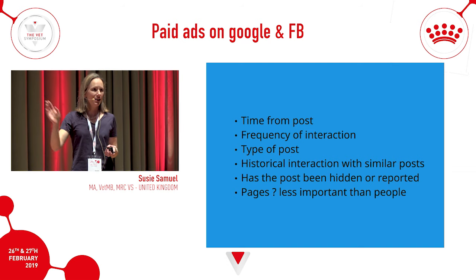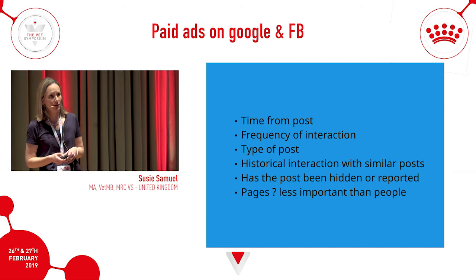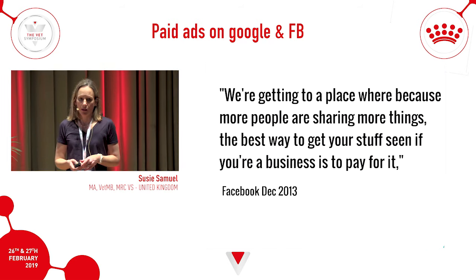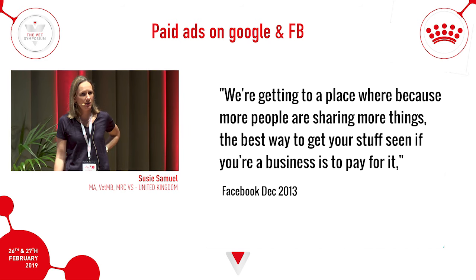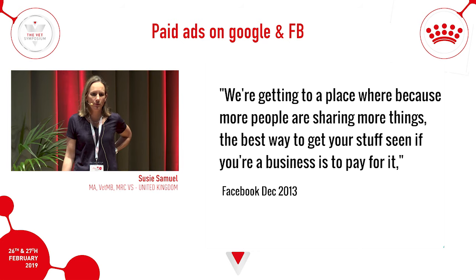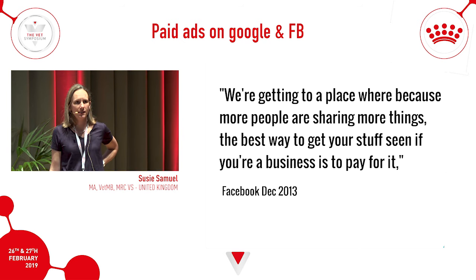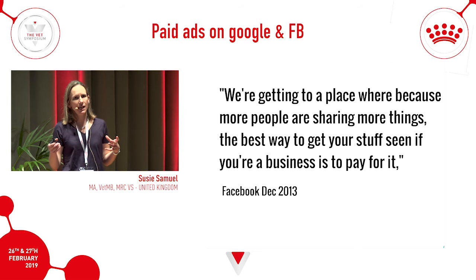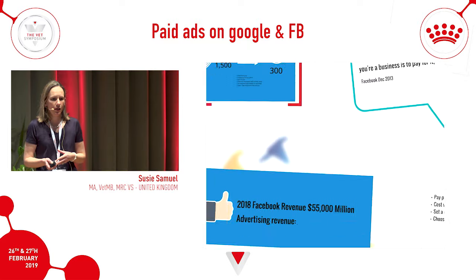The reason that they did this was a deliberate ploy, because advertising revenue is really important for Facebook. They were quite open about it. This is what they published about the same time that we noticed a really big drop-off in our practices' pages reach: we're getting to a place where, because more people are sharing more things, the best way to get your stuff seen if you're a business is to pay for it. So Facebook have deliberately set the algorithm so that if you're a business, you're not going to get maximum exposure for your page unless you use ads.